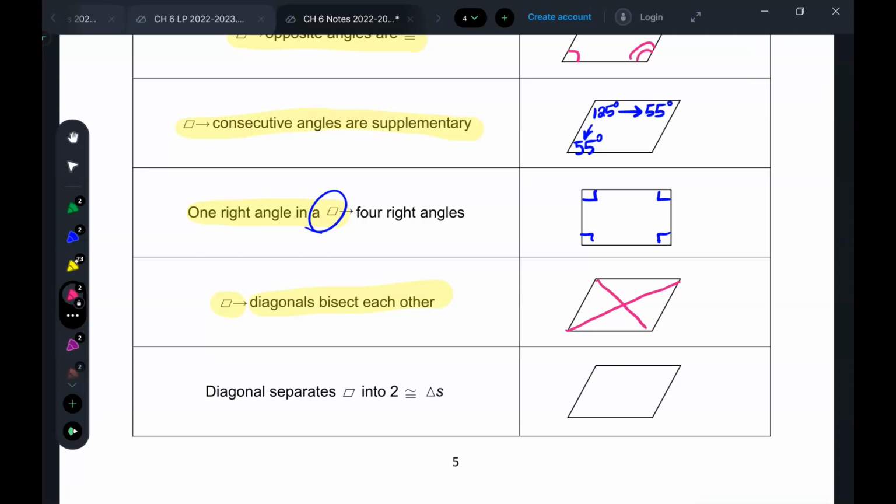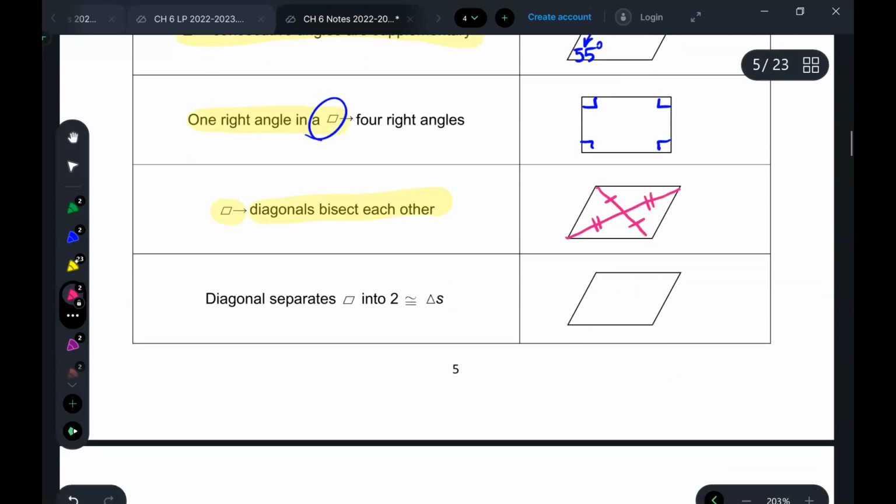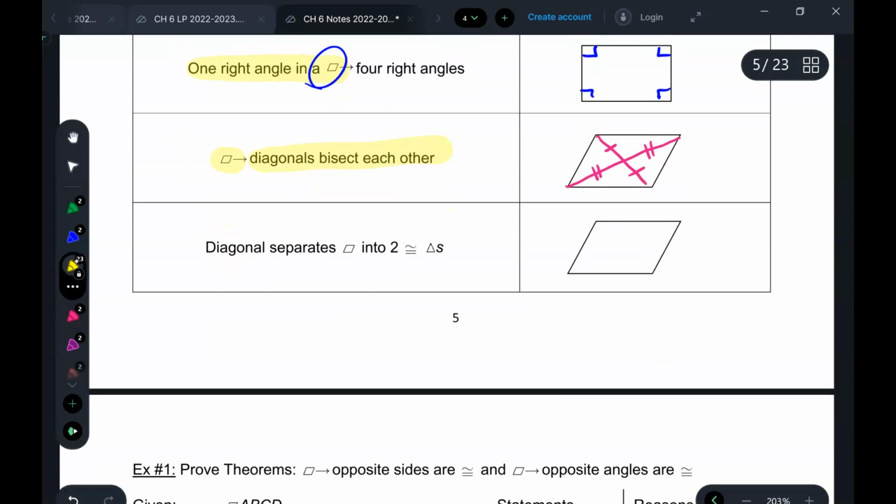Okay, now, diagonals are not congruent to each other. They bisect each other. So what does that mean? They split each other in half perfectly. How do we mark that? These two are congruent, and these two are congruent.